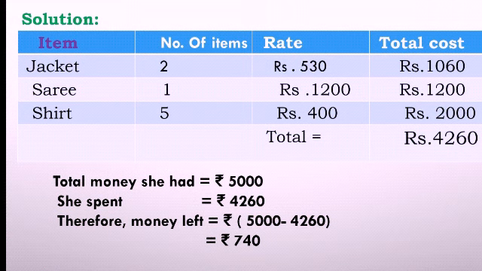Now the question says the total money she had is rupees 5000. Now she spent 4260. So how much money is left with her? So money left: rupees 5000 minus 4260. Money left with her is the keyword of subtraction. So we have to subtract 4260 from 5000. After subtraction, I have got 740 rupees. So 740 rupees left with her. This is the answer. This way you have to solve it.